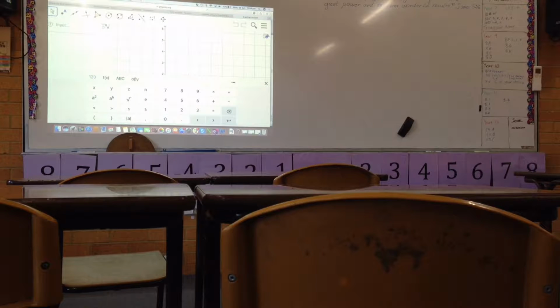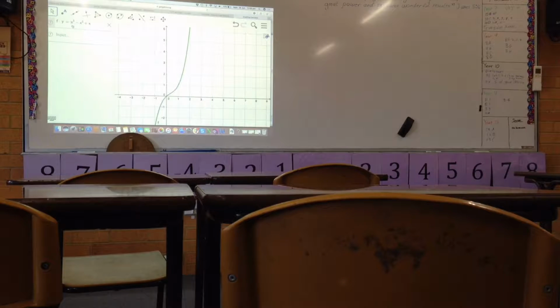Tangents and normals are. So here I'll just put an equation in here. Let's say y equals x cubed minus x squared plus x, and there we have an equation.